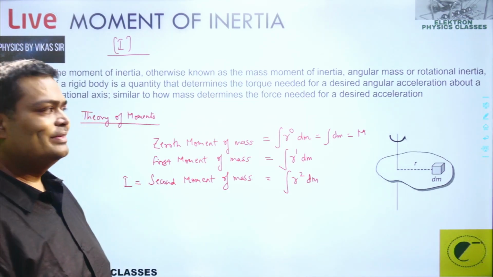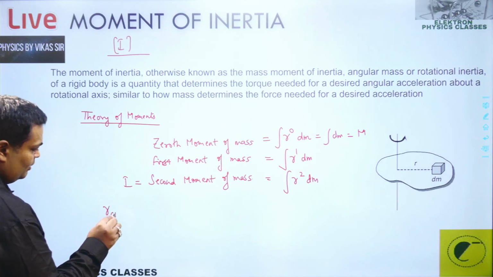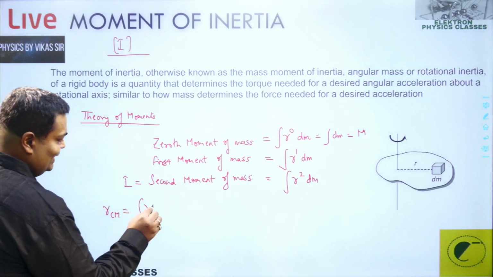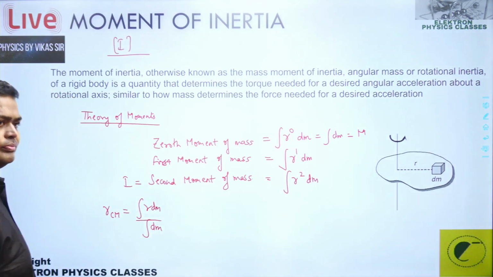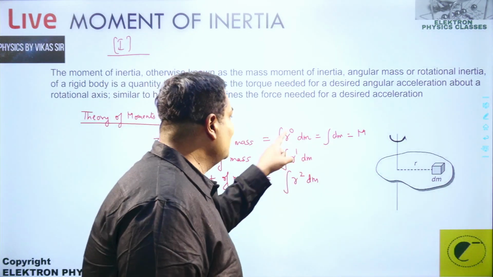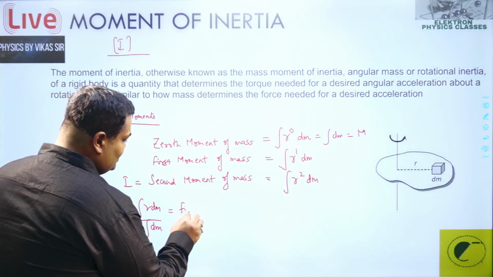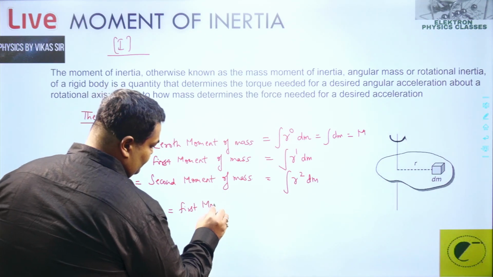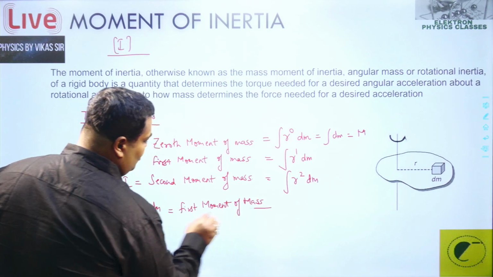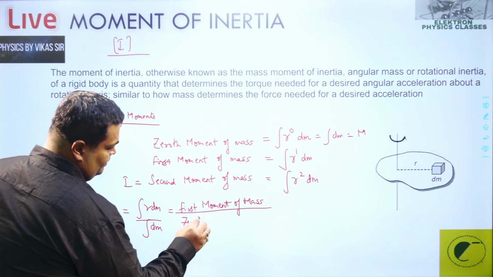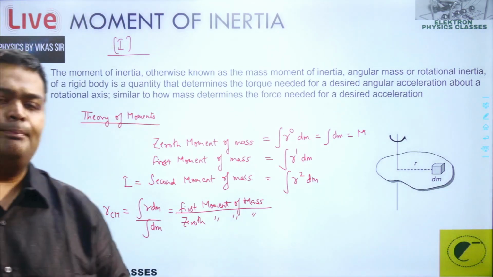We know that. See, if I write the position of the center of mass, can I write this as integral r dm upon integral dm? Yes, I can. Integral dm means r power 0 dm. This means the term in the numerator is the first moment of mass, divided by the 0th moment of mass. So that's the theory of the moments, step by step.